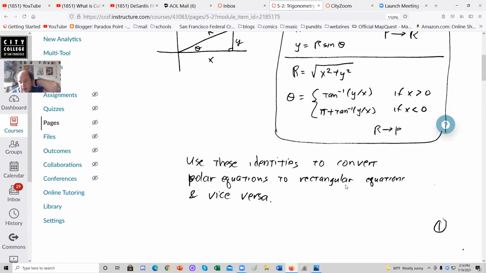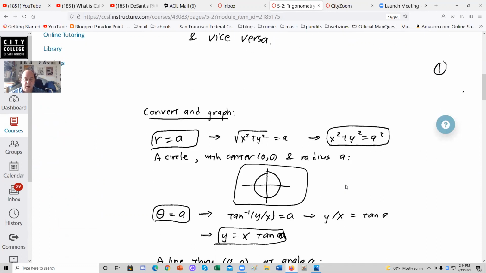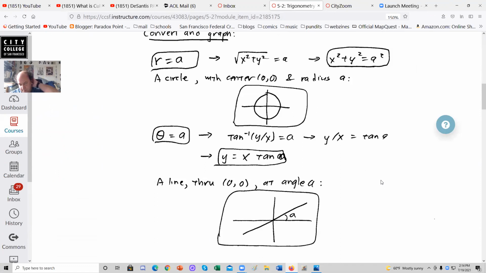We can use these identities to convert polar equations to rectangular equations and vice versa. For example, r equals a. That's a circle of radius a. Well, that's root of x squared plus y squared equals a, therefore x squared plus y squared equals a squared. This is the rectangular equation for this polar equation, r equals a. This is a circle with center 0, 0 and radius a.